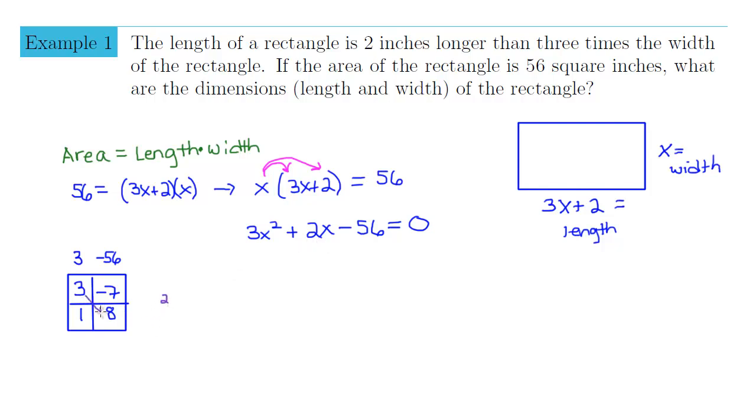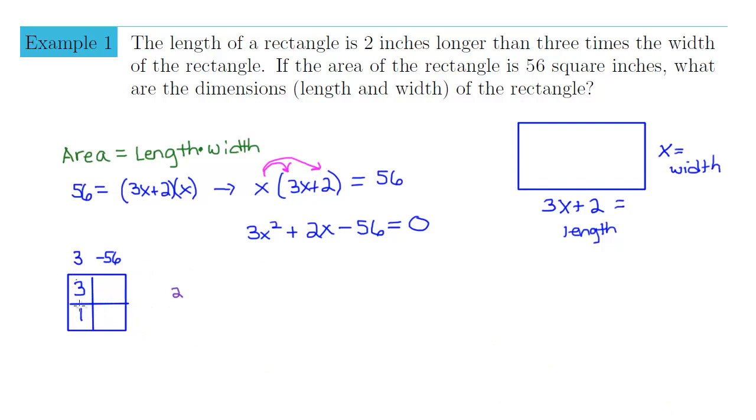So if I cross multiply 3 times 8, that gives me 24. If I take 1 times negative 7, that gives me negative 7. And if I add those two, negative 7 and 24, that does not give me 2, does it? That gives me 17. So this box here is not going to work. So we need to scratch that and get a new box.